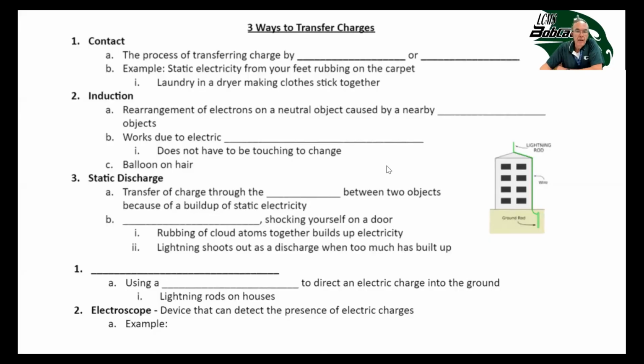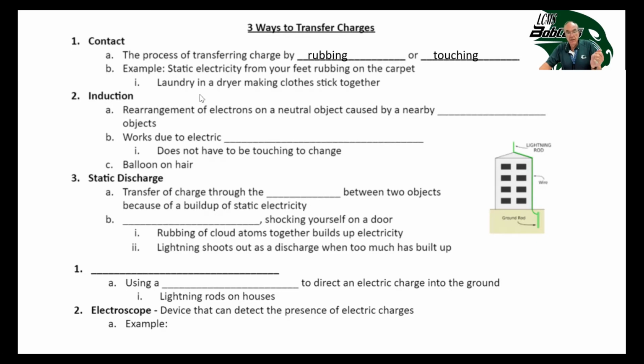All right, there are three ways that charge can transfer. The first one is by direct contact, okay? And this is charging by rubbing or touching. So like if you have a balloon and you rub it on the carpet or your hair or the curtains, then the electrons will transfer from one object, like the curtains or carpet or your hair, to the balloon.